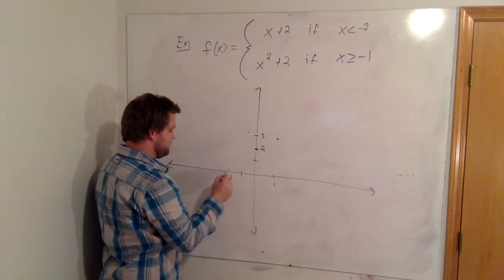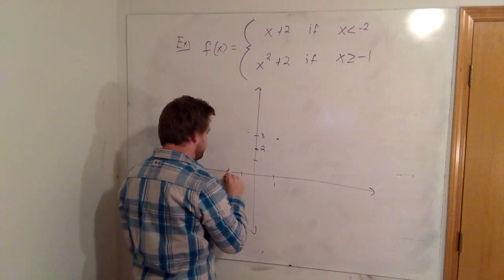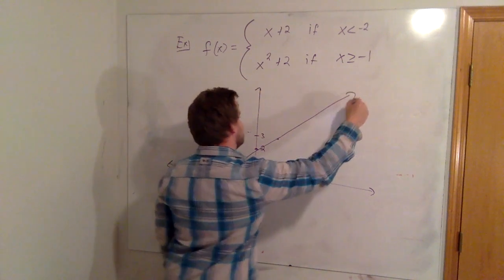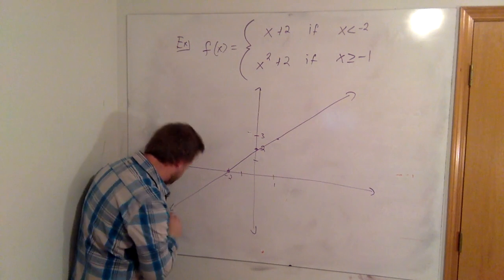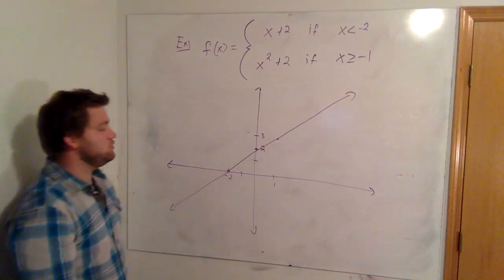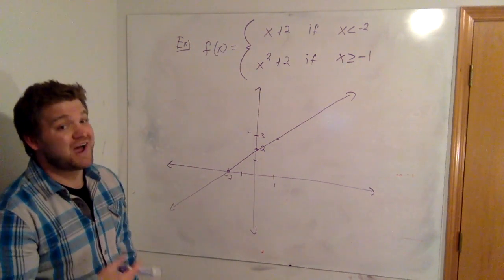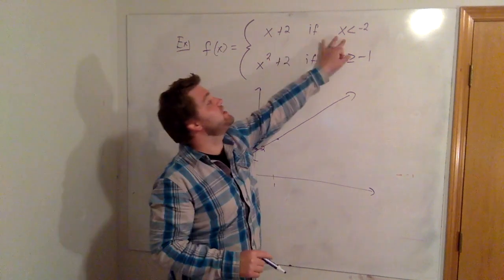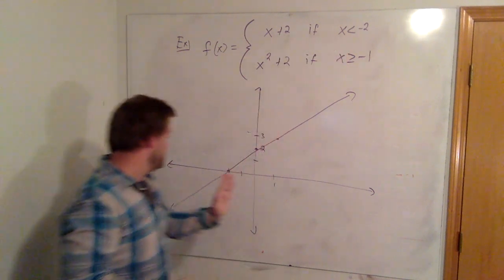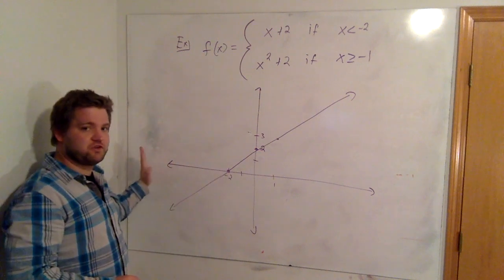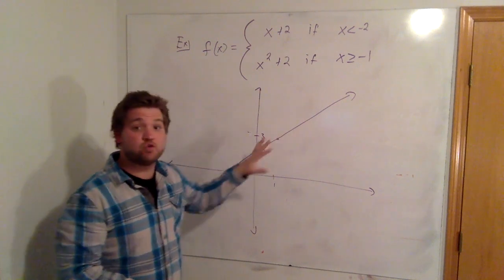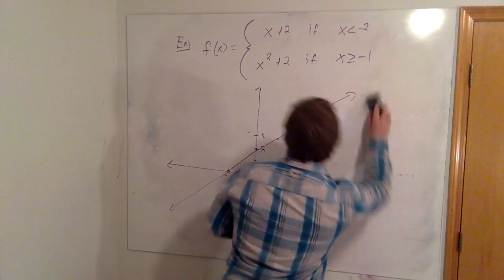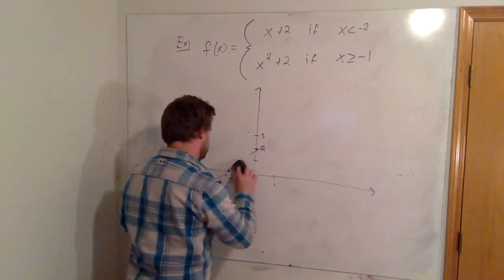So here's negative 2. Okay, so if I wanted to graph the entire thing, this purple line right here is the graph of x plus 2. But I don't want the entire graph. I only want a portion of it. I only want the portion of the graph that is less than x equals negative 2. So I only want this portion of the graph. Anything bigger than negative 2, I want to erase. So let's go ahead and do that. Let's erase this. I don't want this piece.